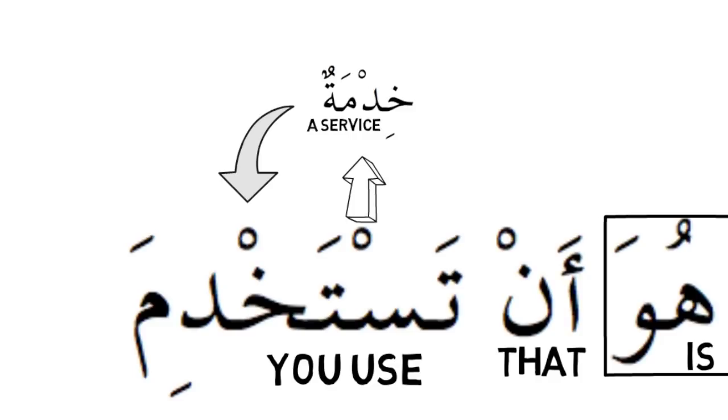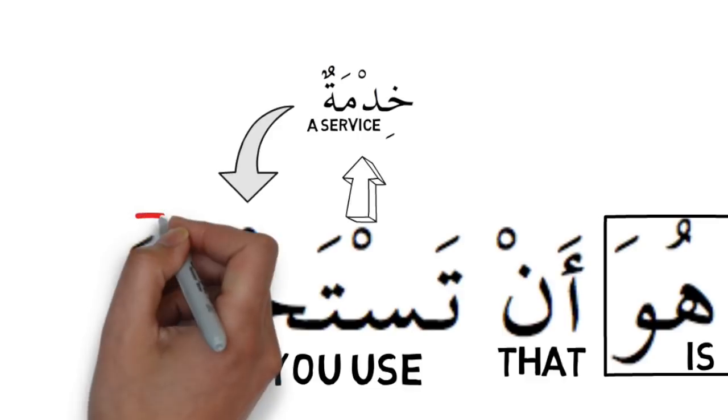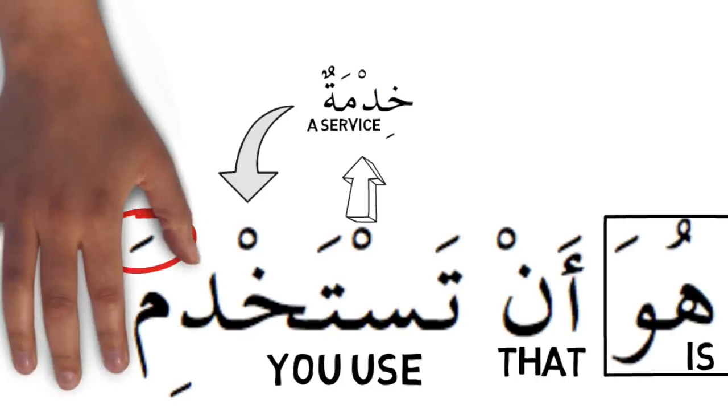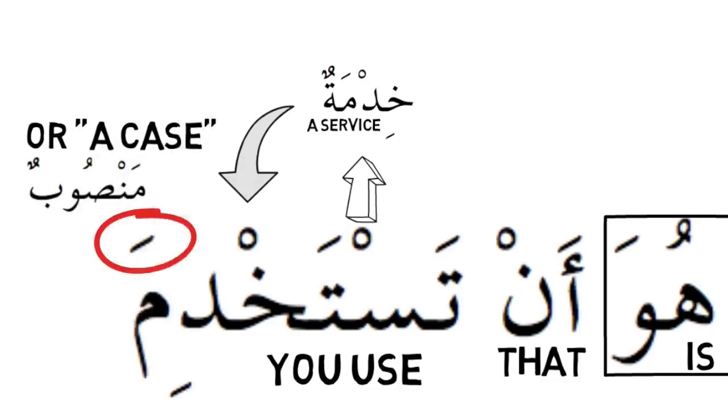So the worry is that you use, is an tastakhdima. And it has to be tastakhdima rather than tastakhdimu because of an, right? When you have an before one of these verbs, it makes the verb have a fatha on the end. In grammar terms, we refer to that as it being mansoob, or accusative, or whatever grammar terms your particular curriculum uses. So worrying is that you use.